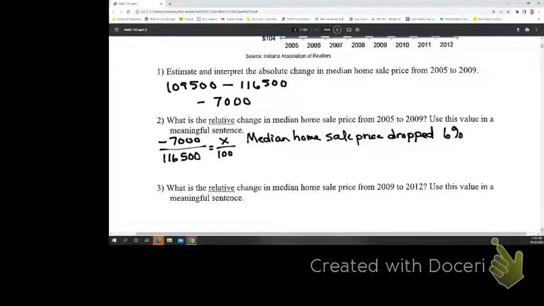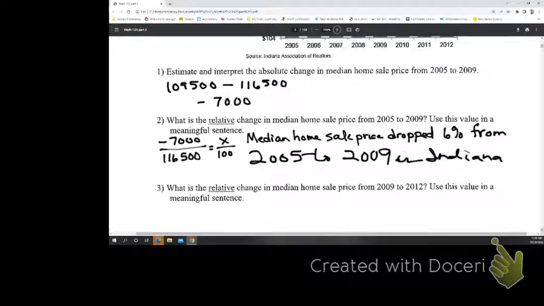6% from 2005 to 2009. In Indiana, I suppose, if I'm being really specific. Because that may not have been the case in, say, California, Colorado, places where it was still going up. But they did drop in Indiana over that time period.